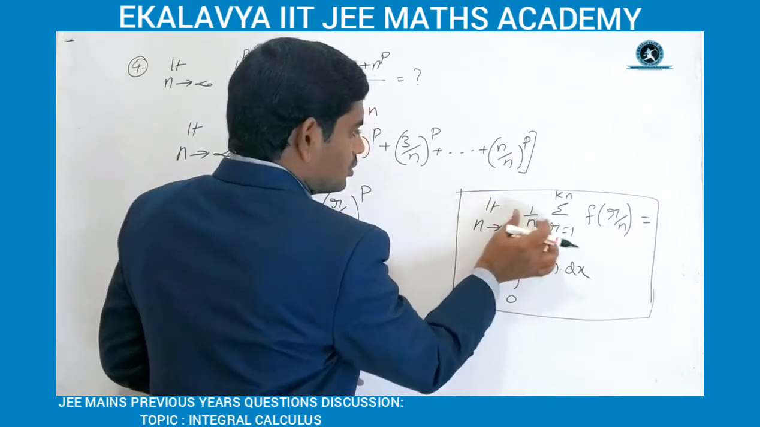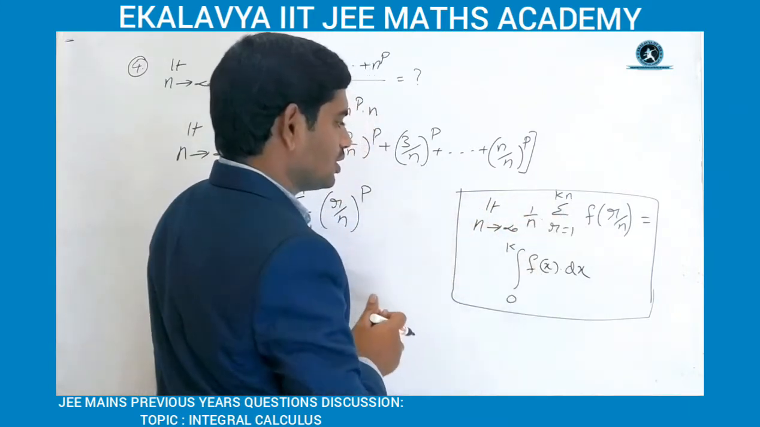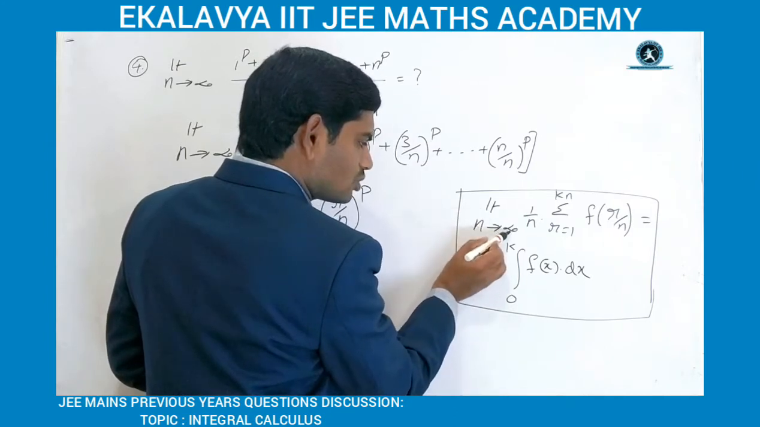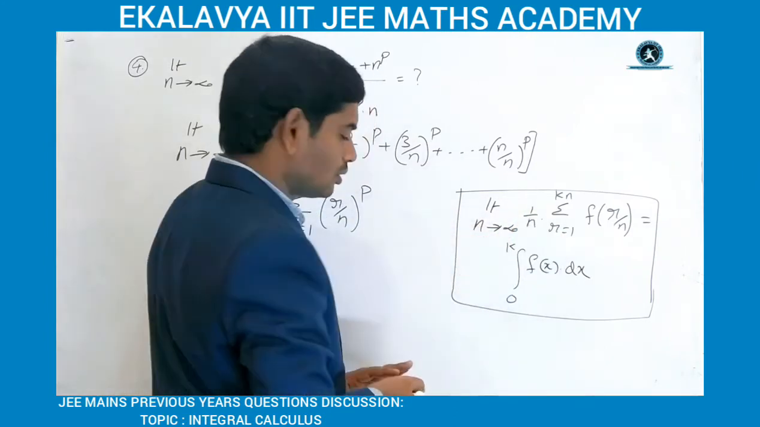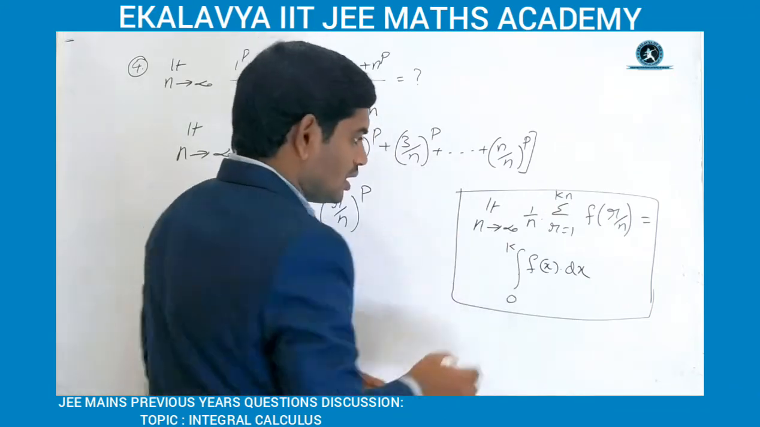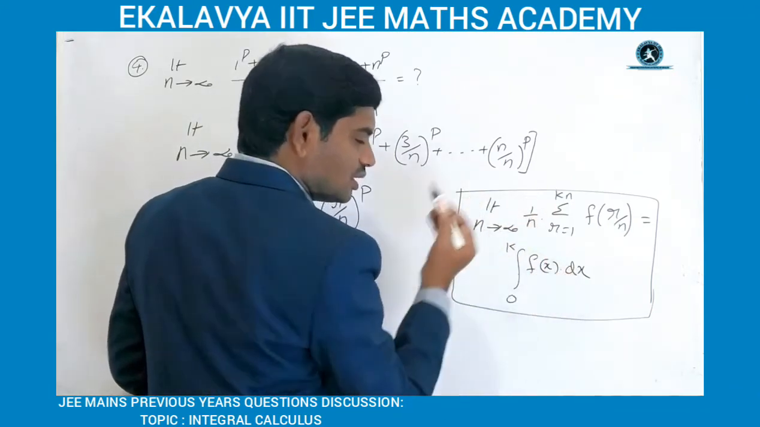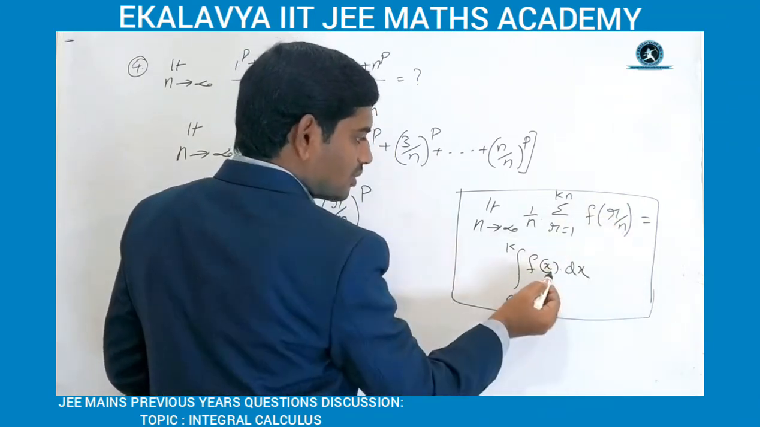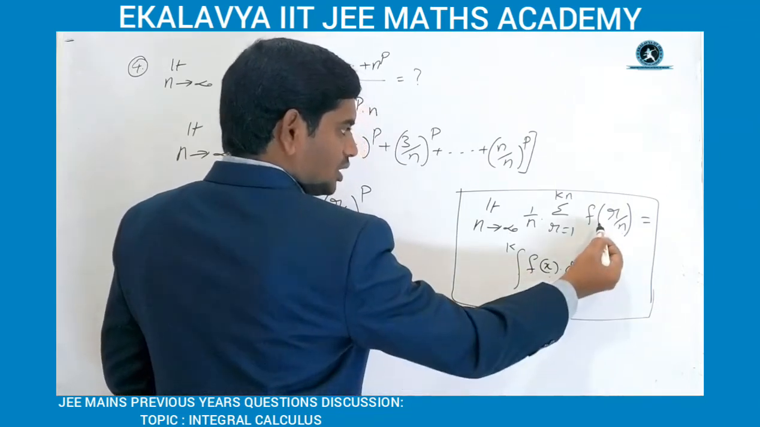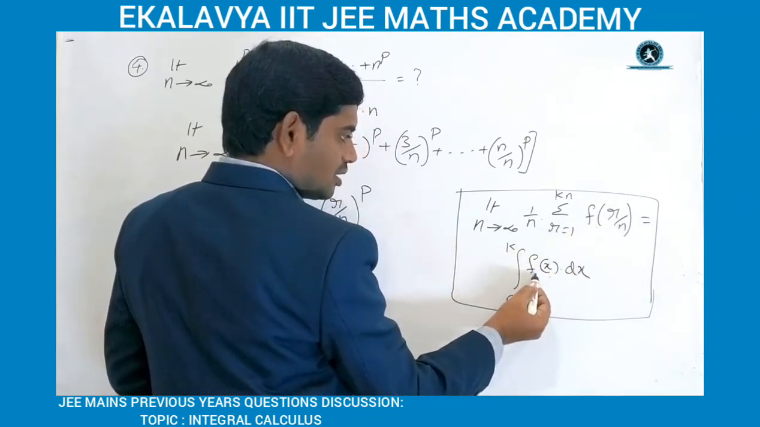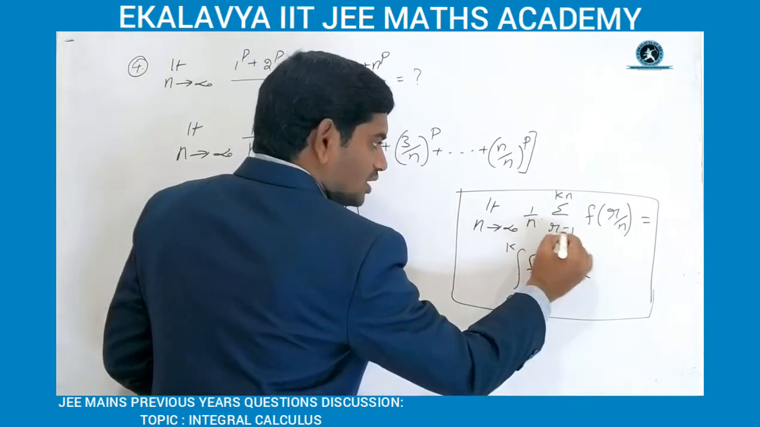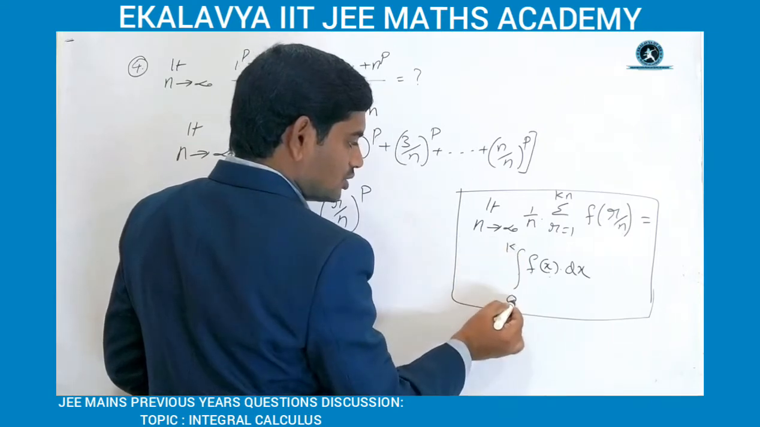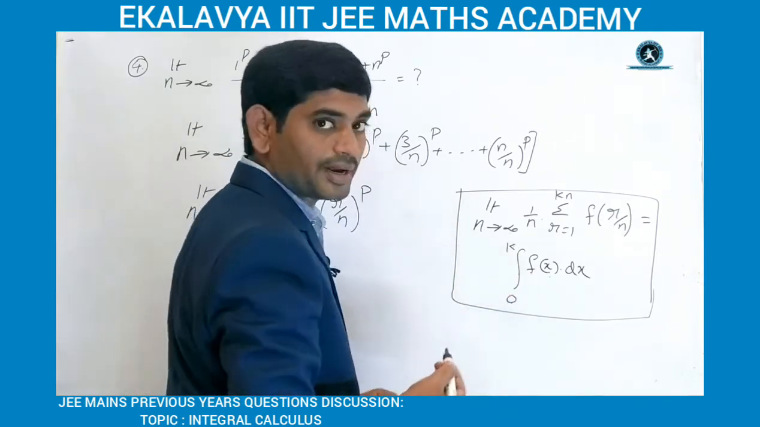So how does this limit summation become an integration? This limit n approaches infinity summation we can replace with the integration, and this 1 by n we can replace with dx, and r by n we can replace with x. Then it becomes f of x. Here we have f of r by n, then it becomes f of x. And if r is equal to 1 to k times n, then we can change it as the limits 0 to k. 0 is the lower limit, k is the upper limit.